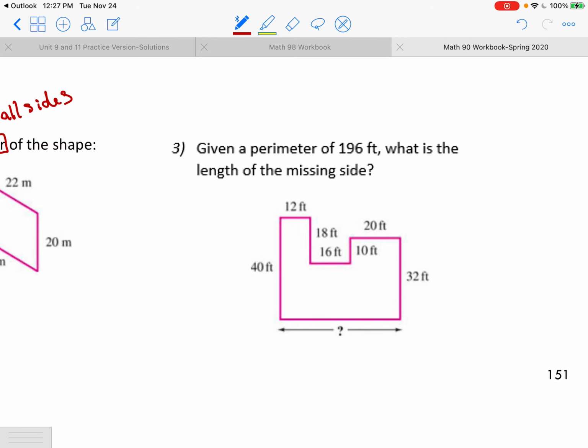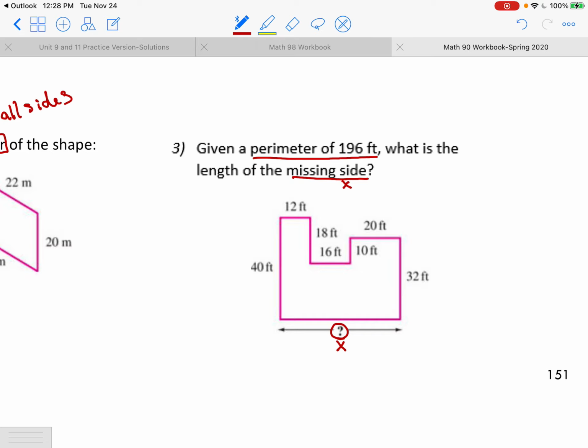I'd like to take a closer look at number 3. You notice we do have an unknown here, and we're going to be using our algebra skills. So anytime we have an unknown, we're going to want to just give it a variable. We're going to define it as an x or a y or whatever variable you'd like to use. It says, given the perimeter of 96 feet, what is the length of the missing side? The missing side is going to be our x.